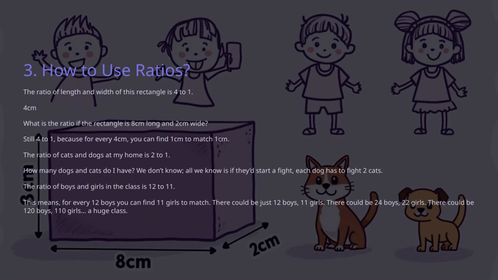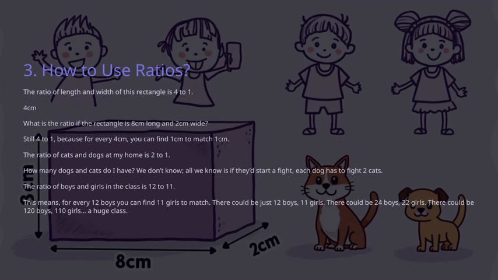Next, I want to mention the ratio of cats to dogs at my home, which is 2:1. But here's a tricky part. If someone asks how many dogs and cats I have, I can't give exact numbers just from that ratio alone. What I do know is that if a fight broke out, each dog would have to fight 2 cats, because the ratio is 2 cats for every 1 dog.